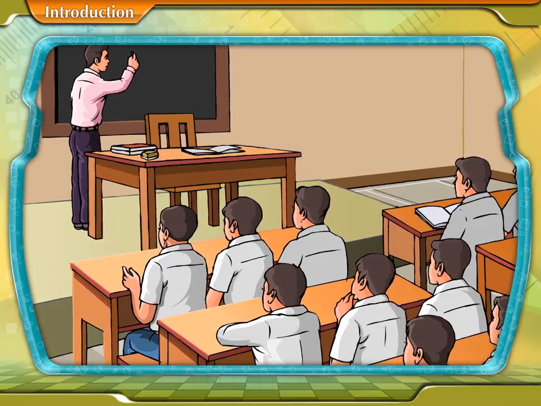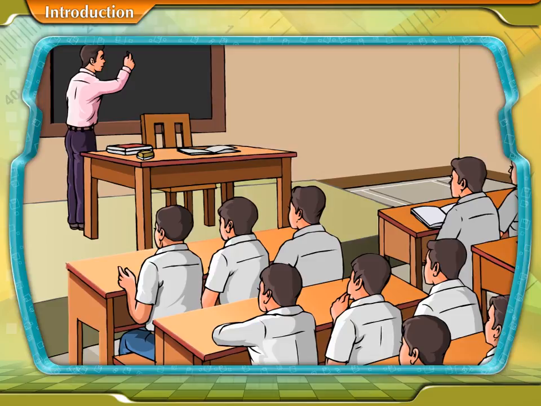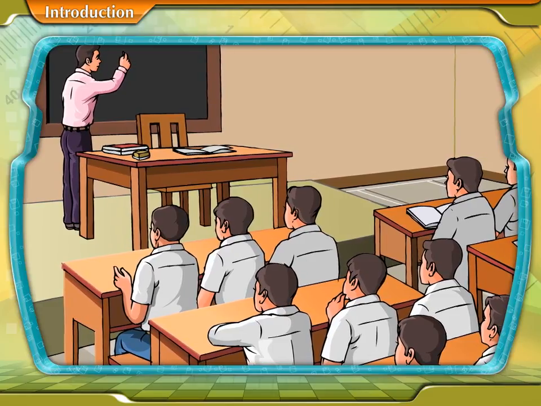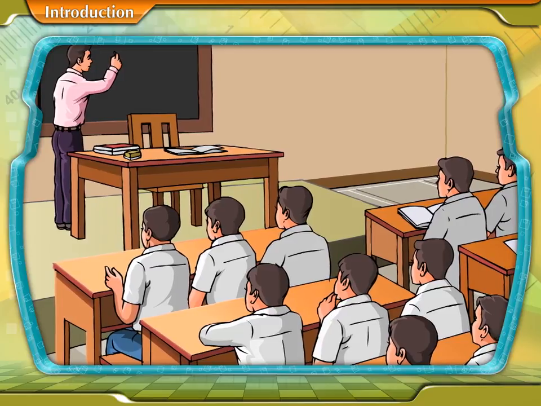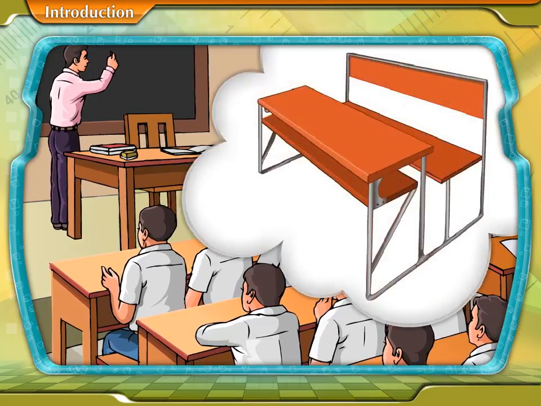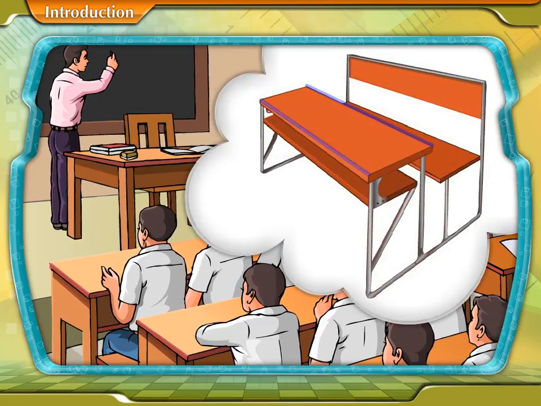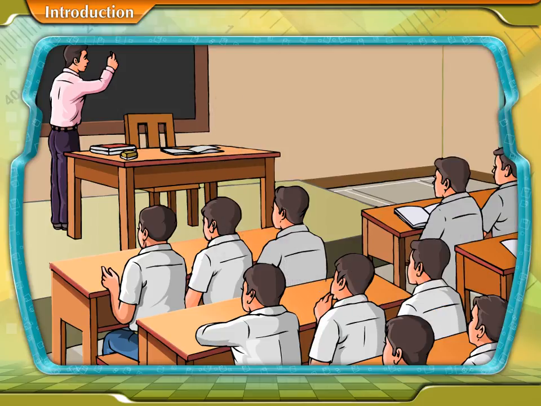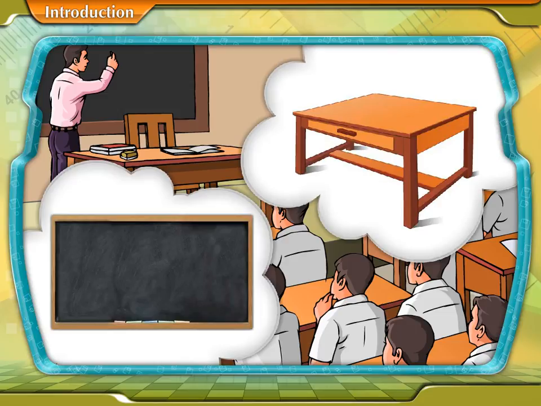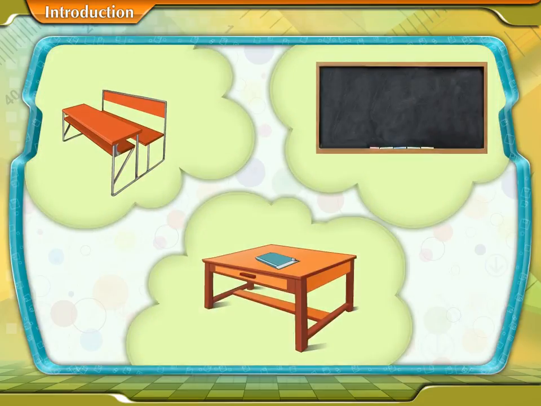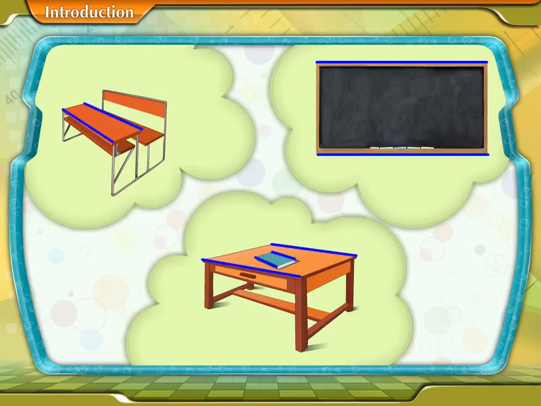It is not necessary that two lines always intersect. In a classroom, there are many things whose opposite edges are parallel. A bench also has parallel edges. Opposite edges of a table and blackboard are also parallel edges. These things give us an idea of parallel lines.